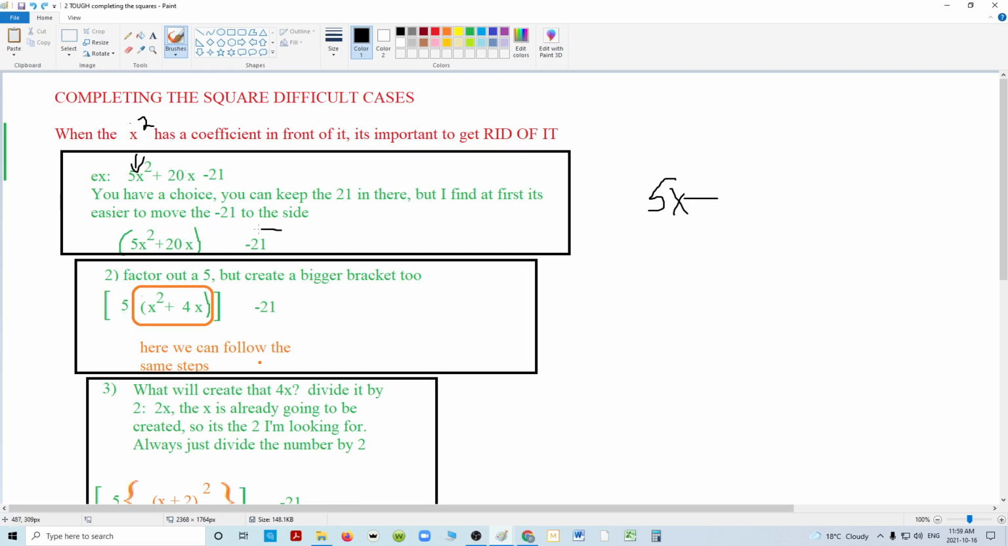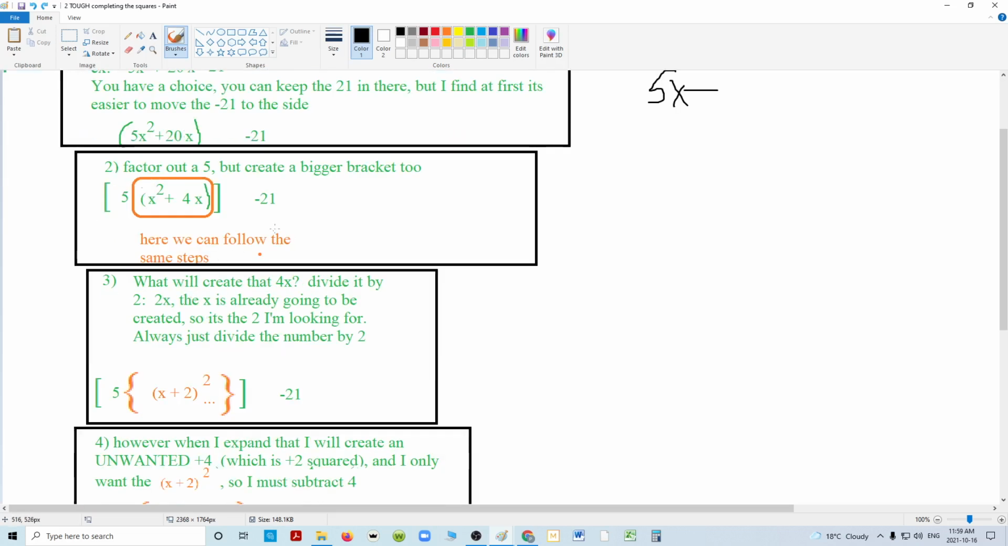But what I do is I just move the minus 21 aside, and I focus on my perfect square here. Well, I can't have a 5 in front of the x squared, so I'm going to factor out a 5, and I get x squared plus 4x. And here we can follow the same steps. I have to ask myself, what perfect square without the number will create x squared plus 4x? And simply, to figure it out, you divide the 4 by 2. So that means it's x plus 2. When I expand x plus 2 squared, sure enough, I get what I want.